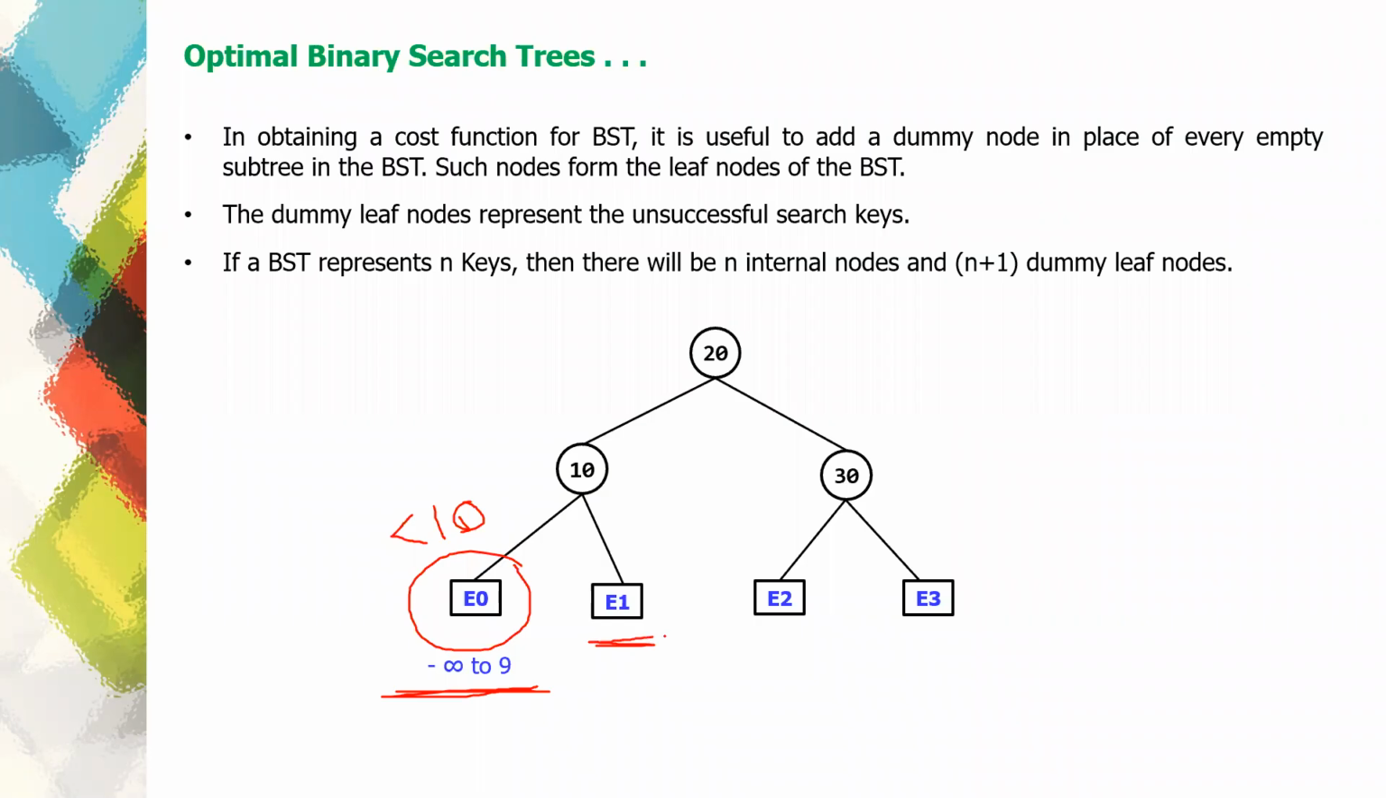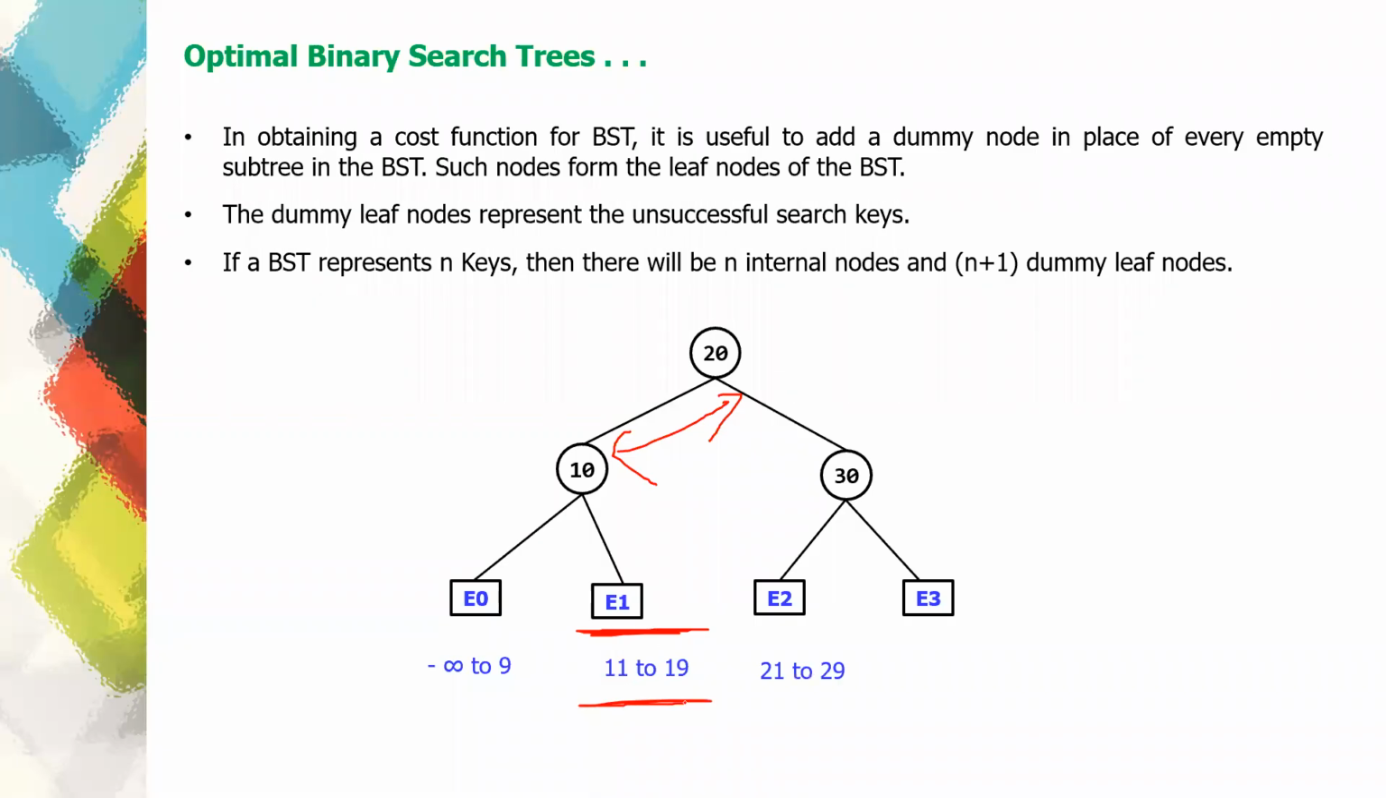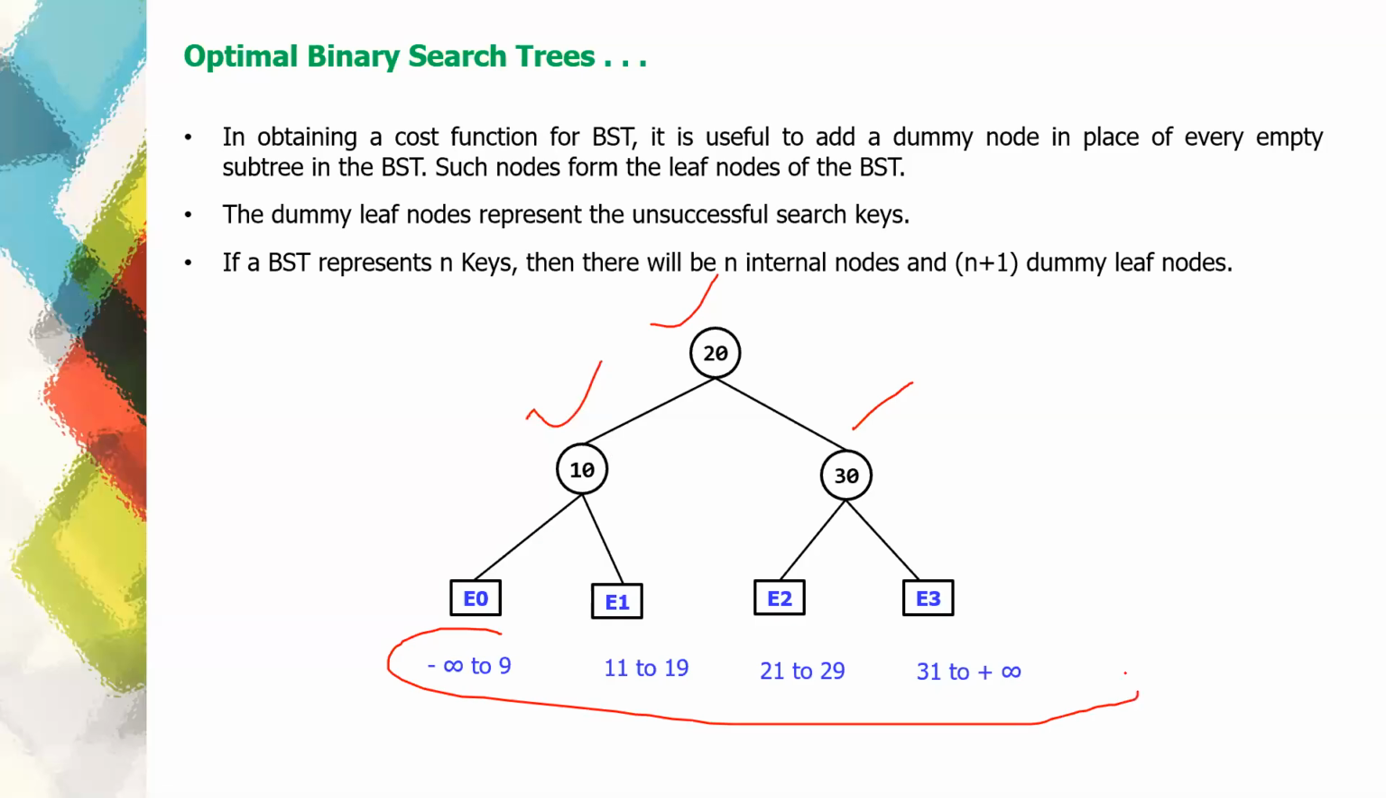In the same way, E1 will again consist of another set of keys. And what are those set of keys? When do you end your search at E1? Those are the values between 10 and 20, that is 11 to 19. In the same way, E2, 21 to 29. E3, 31 to plus infinity. These are the keys which represent unsuccessful search. So the keys that represent successful search are 10, 20, and 30. The keys that represent unsuccessful search are these bunch of keys, which are represented as E0, E1, E2, and E3.